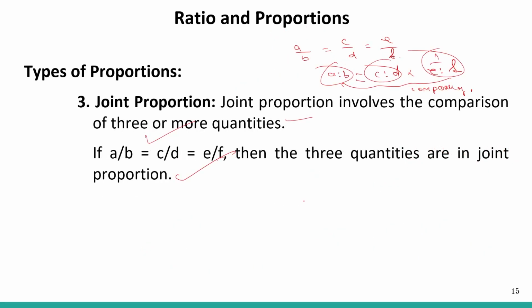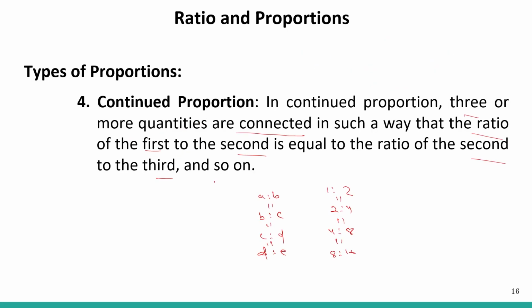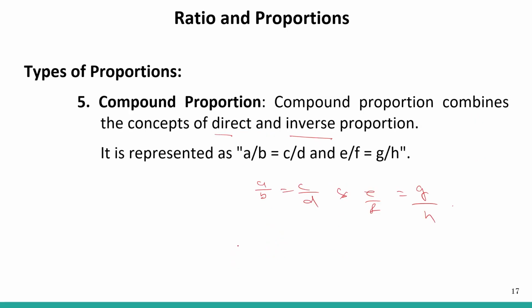Then we saw joint proportion, that is A is to B is equal to C is to D is equal to E is to F, involving comparison of 3 or more quantities. Then we say that it is joint proportion. Then we saw continued proportion: if A is to B is equal to B is to C is equal to C is to D is equal to D is to E, then we say that these are continued proportions. Then we saw what compound proportion was. Compound proportion was nothing but A by B is equal to C by D and E by F is equal to G by H.